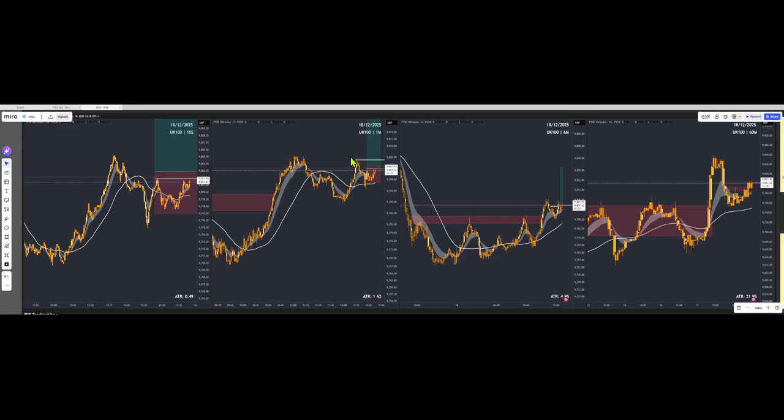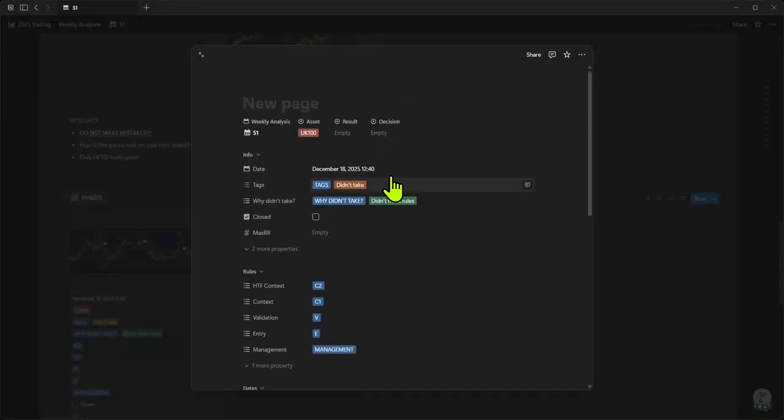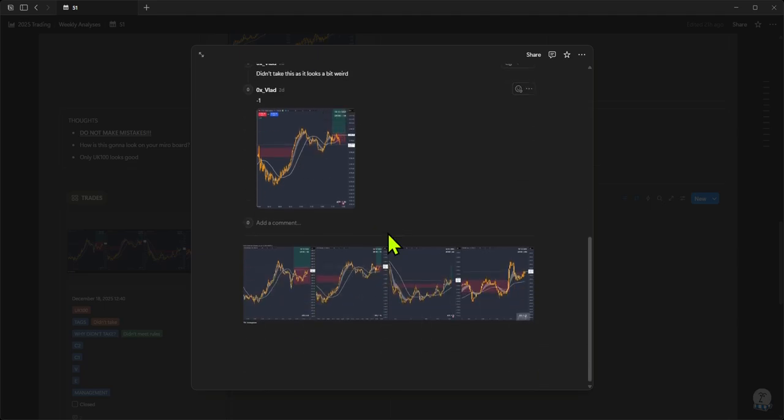Probably gonna do that with just a text. Make it white. Should have entered here. All right, that would make much more sense. So yeah, good that I didn't take it. That's nice. Good that I didn't take it, and it would be a -1 anyway.